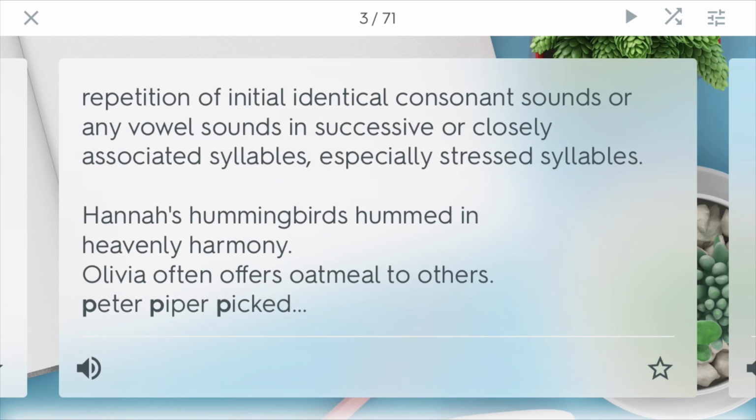Alliteration is the repetition of initial identical consonant sounds, or any vowel sounds in successive or closely associated syllables, especially stressed syllables. So some examples would be Hannah's hummingbirds hummed in heavenly harmony, Olivia often offers oatmeal to others, and the common phrase Peter Piper picked. You know that one.